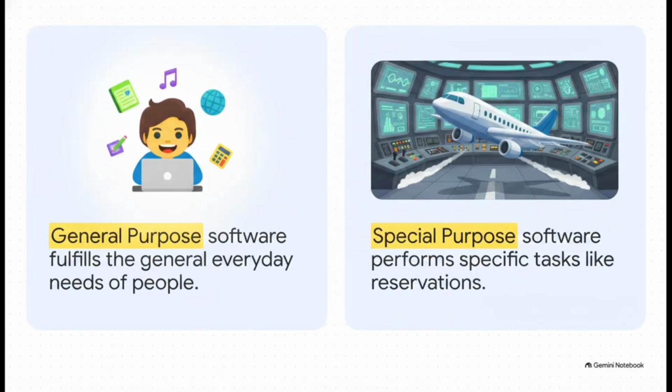Now, programmers use those computer languages to create two main types of application software. On one side, we have general-purpose application software. These are designed to fulfill the general, everyday needs of people. It's the stuff you and I use all the time. But on the other side, we have special-purpose application software. And these are built for one huge, highly specific job, like running an entire airline or a railway reservation system. For this explainer, though, we're going to focus purely on those everyday, general-purpose tools.